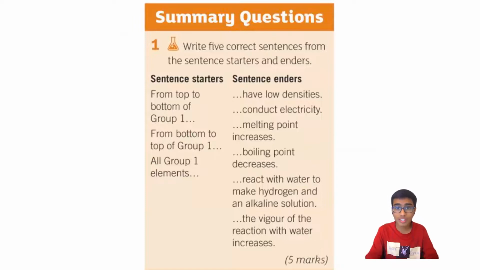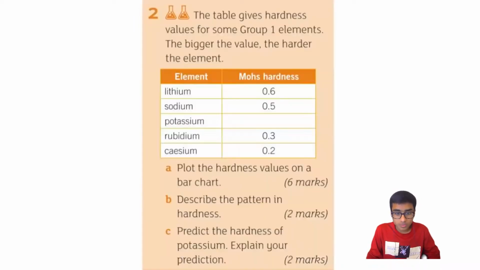So write 5 sentences from the sentence starters and enders. So you have the sentence starters over here, and you just need to match them with the sentence enders. So we have question 2. The table gives hardness values for some group 1 elements. The bigger the value, the harder the element. So here are the elements: lithium to cesium, and you have the metals' hardness. So lithium 0.6, 0.5, 0.32.